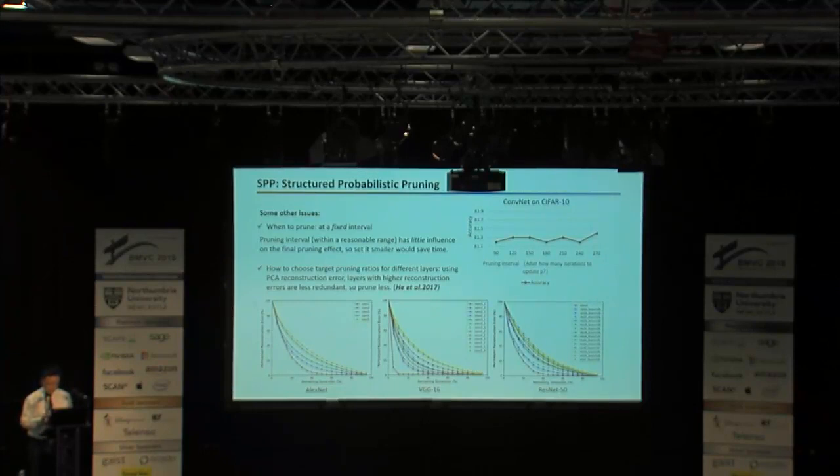We find that we could save time if we choose smaller pruning intervals. And we set the pruning ratio. Pruning ratio means the proportion of weight groups to be pruned of each layer by PCA analysis, which is like a previous paper.